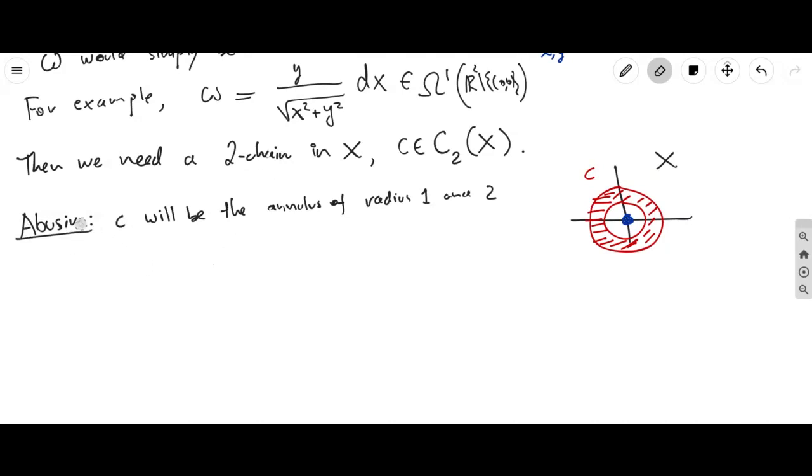So this is why I say this is abusive. This is not well defined. You're always going to get a different answer depending on how you choose to parametrize this. But I'm just writing this down to give you a picture in mind. So formally, this is more formal.